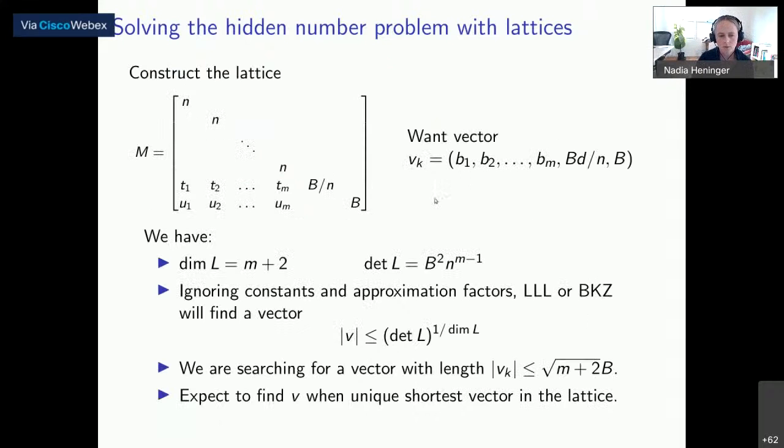You can compute the dimension and the determinant of this construction. Ignoring constants and approximation factors, for a lattice basis reduction algorithm we know the size of the vector that we expect to find in it, and we know the size of the vector that we're hoping to find. If this target vector is significantly shorter than the expected size of a vector from a random lattice, then we'll expect to find it. The usual way this is phrased is that we expect to find the solution when it's the unique shortest vector in the lattice.